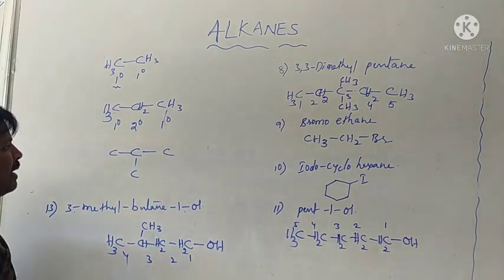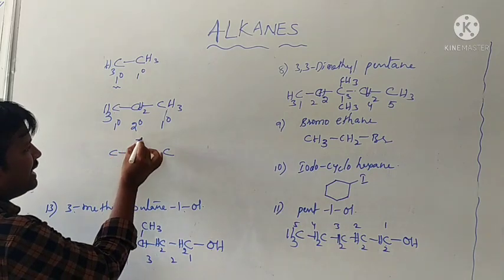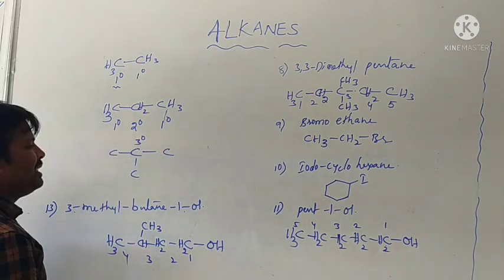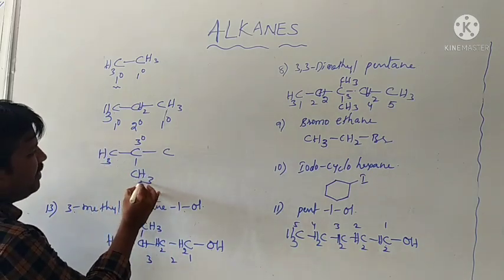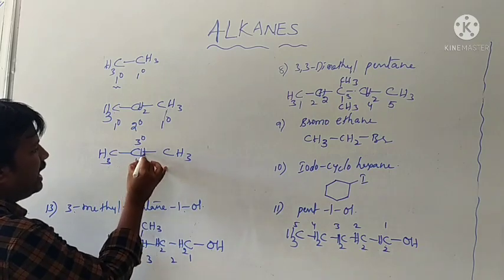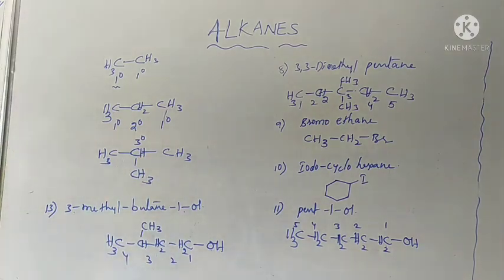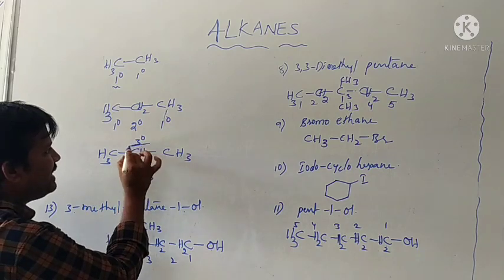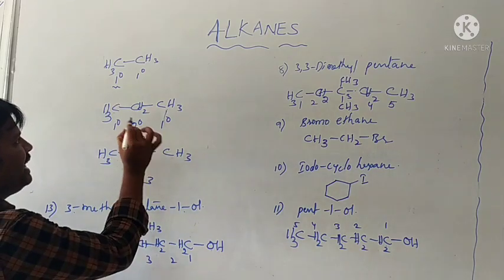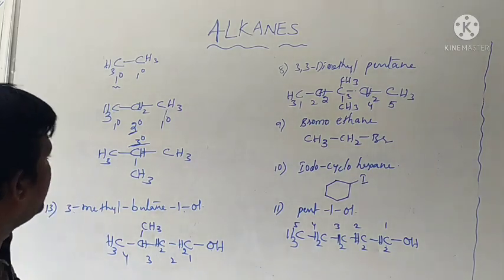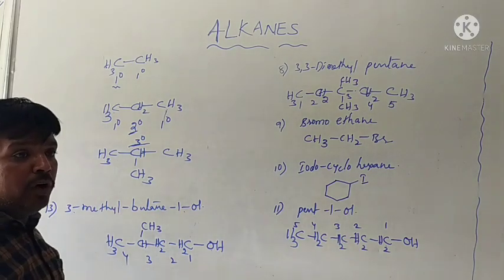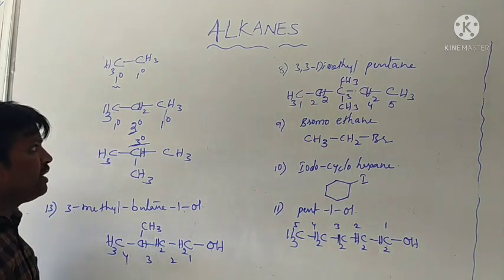And one carbon that is attached to three other carbons is considered a tertiary carbon. Therefore, the remaining carbon valency is filled with hydrogens like this, and this is CH. Therefore, this carbon is considered tertiary, this carbon is considered secondary, and these two carbons are considered primary carbons. And one carbon attached to four carbons is quaternary.